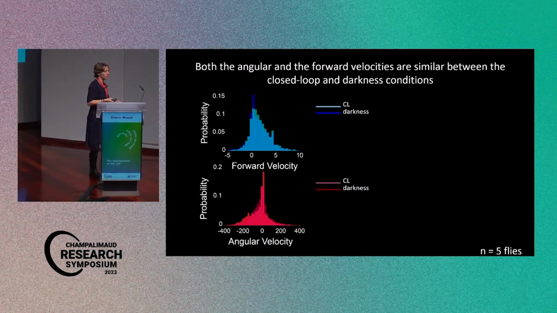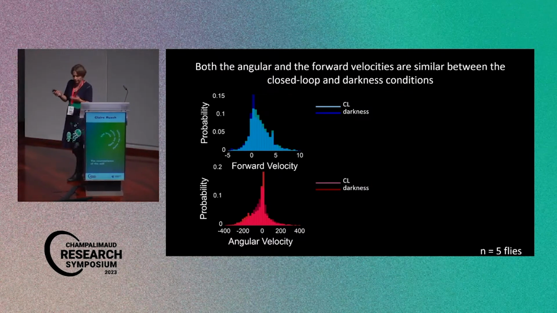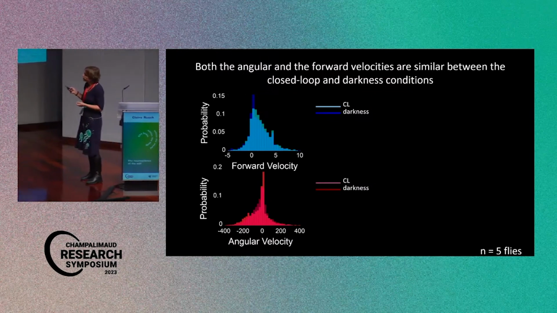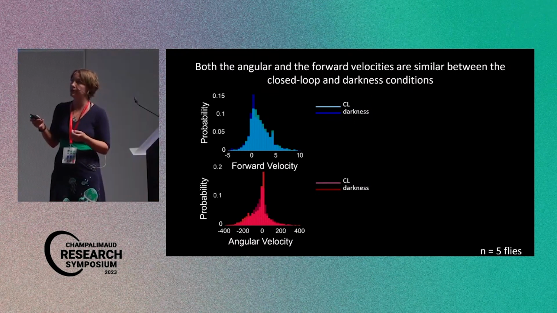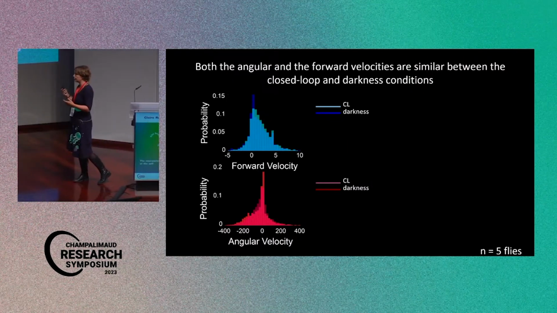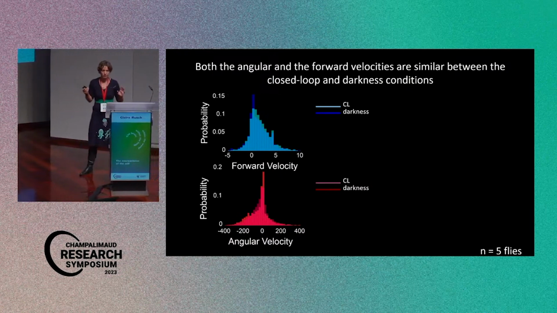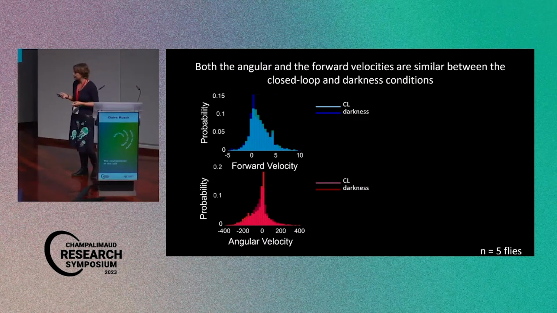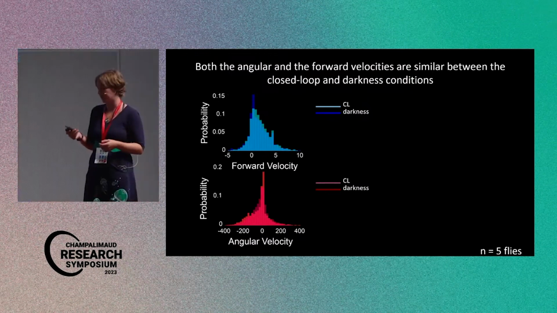Because you could expect that when a fly is put in this closed loop situation, it's going to walk faster, or it's going to turn less, like many things could happen. And so here I plot for you the histogram distribution of the forward velocity on top and the angular velocity in the bottom for both closed loop and darkness. And you can see those 2 distributions overlap completely. So at least on this very crude level of analysis, it really seems that there is no obvious difference in behavior between closed loop and darkness.